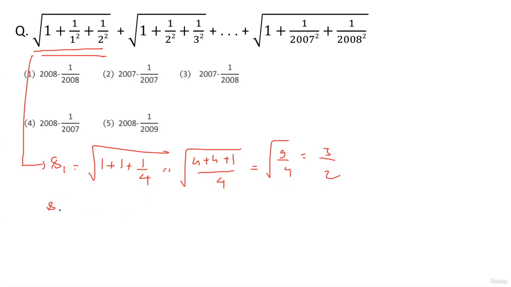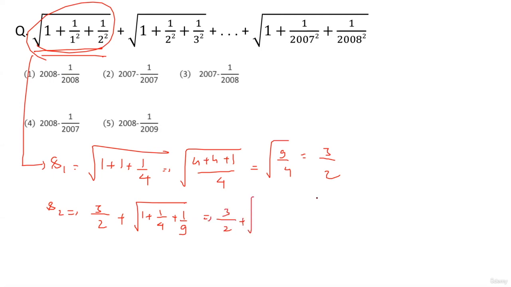If you talk about the sum of the first two terms, the 3/2 will remain in it, that is the sum of the first term, plus the square root of 1 plus 1 upon 2 square, which is 1 upon 4, plus 1 upon 3 square, which is 1 upon 9. Here you can multiply by the LCM 4 into 9 throughout. So it will be 3/2 plus square root of (36 plus 9 plus 4) divided by 36. This will be 3/2 plus 7/6. Multiply the first by 3: 9 plus 7 is 16, 16 upon 6 is 8/3.